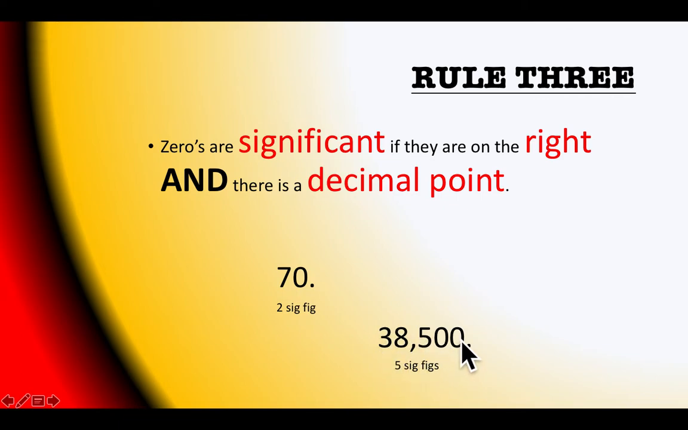38,500 with a decimal point is five significant figures. These zeros all count since there is a decimal point. 41,999,000 with a decimal point is eight significant figures. These zeros all count.